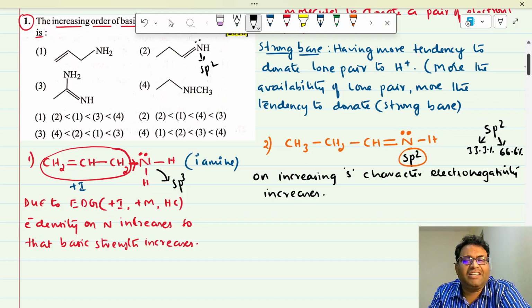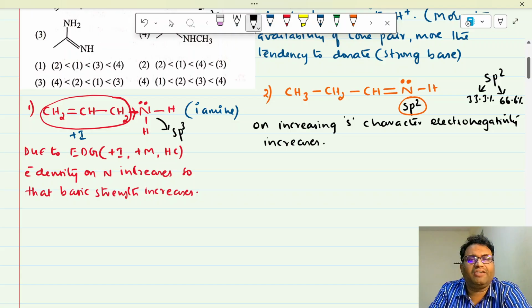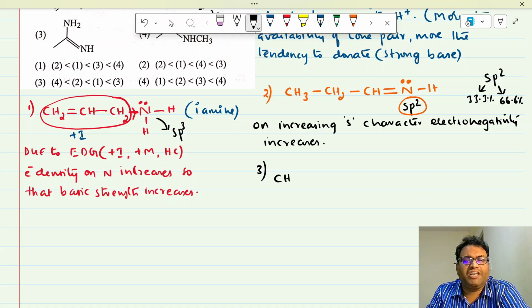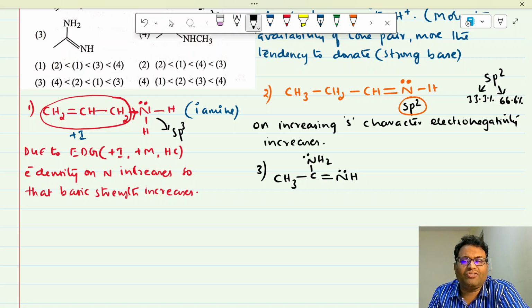Okay, let us see the third one. What is given? Here it is given CH3C(NH2)=NH. Here it is a special case. Carefully you need to observe it. Now you have a lone pair of electrons here and a lone pair of electrons here, on both the nitrogens. Both the nitrogens have a lone pair of electrons.